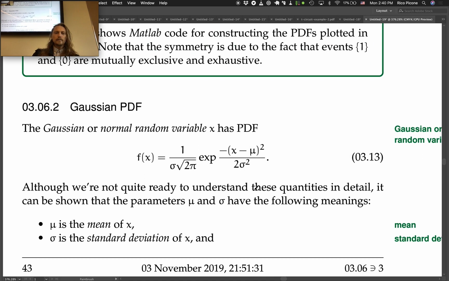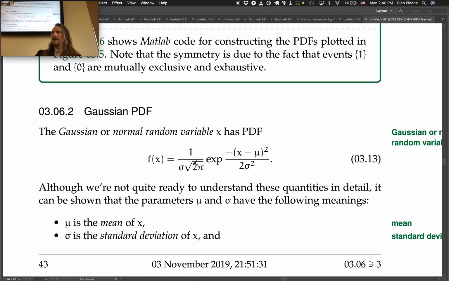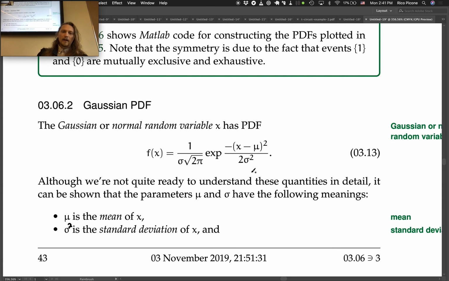Useful one. And then you knew this one was coming, the Gaussian PDF. So the Gaussian, or normal random variable x, has PDF here. So if you've got a random variable x, you subtract out this value that we call the mean of x, and we square that difference, and we divide it by 2 times sigma squared, where sigma is the standard deviation of x. We'll talk more about mean and standard deviation. For now, they're just defined by this definition here. It's just a constant you put in there, right?